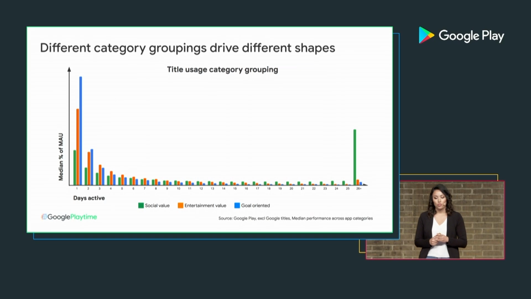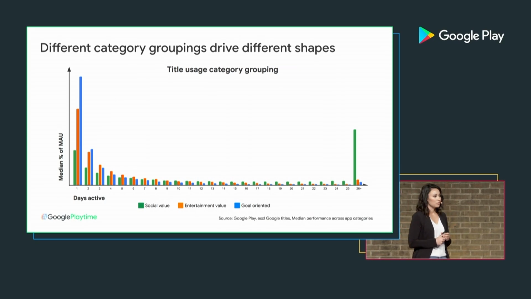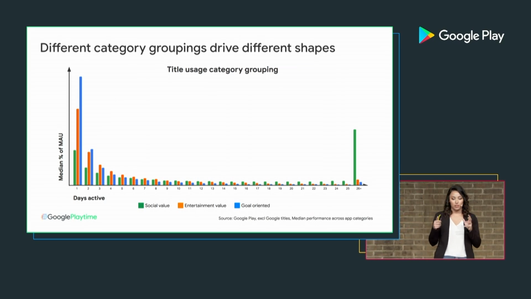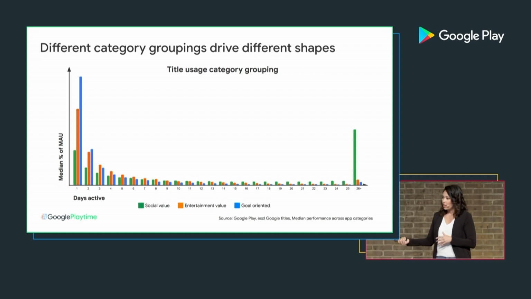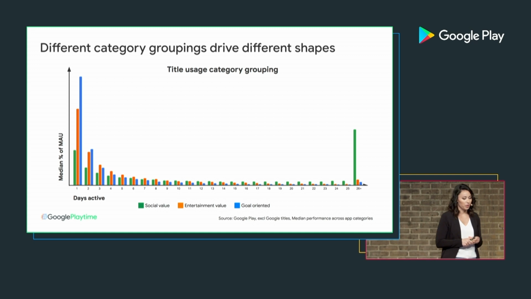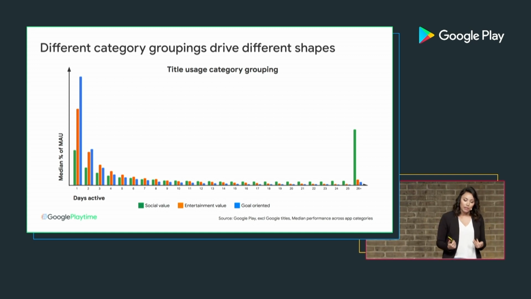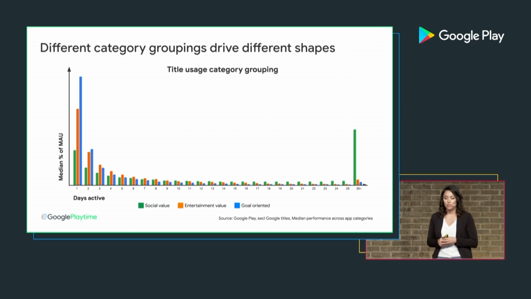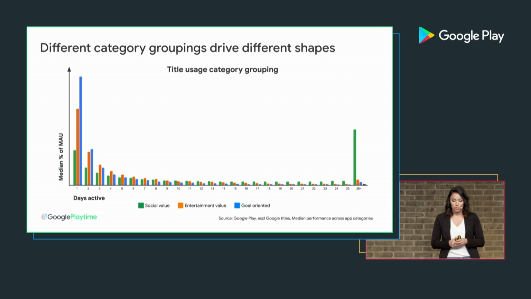So now we're looking at all three of them: social value in green, entertainment value in orange, and goal-oriented in blue. And we can quickly see the different shapes that are forming here. So we already covered goal-oriented, which is the blue one, very left skewed, showing us infrequent engagement. But with entertainment value categories, we see more than 50% of users active 3 or more days per month.